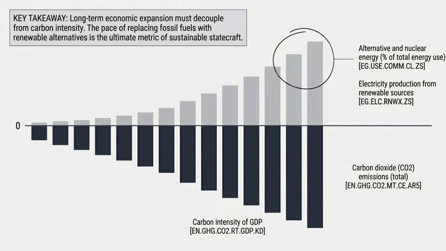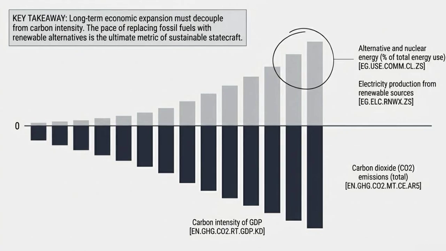To track this, we look at the positive data points highlighted on this slide. The percentage of total energy use coming from alternative and nuclear energy, and the electricity production from renewable sources. When those specific metrics climb concurrently with GDP, a nation is proving that sustainable, decoupled prosperity is mechanically possible. They are powering the factories with solar, wind, and nuclear energy instead of coal.